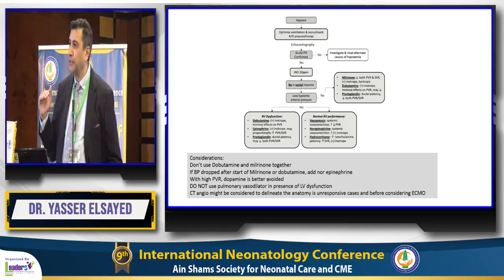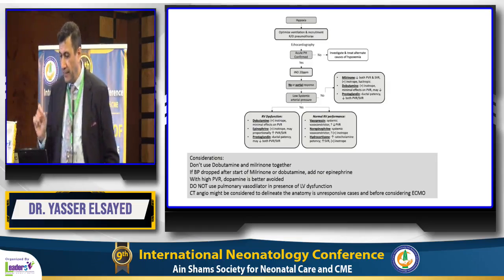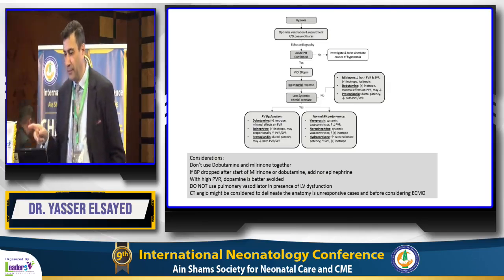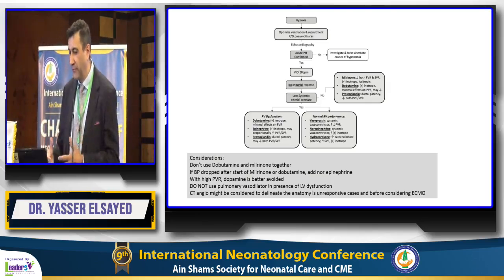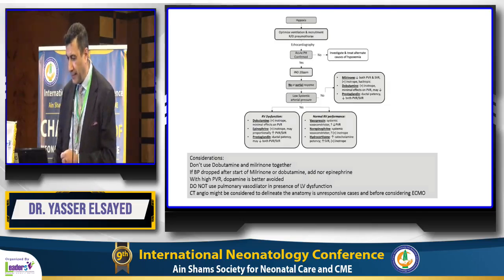So keep in mind that when you use milrinone or dobutamine, the systemic blood pressure should be normal first. You need to get the blood pressure normalized before using milrinone because it's a vasodilator drug, and the same for dobutamine. And when you use milrinone, don't combine it with dobutamine, as that will be too much vasodilation. So don't combine both together. And then don't use pulmonary vasodilator in presence of LV dysfunction. I repeat that again and again.